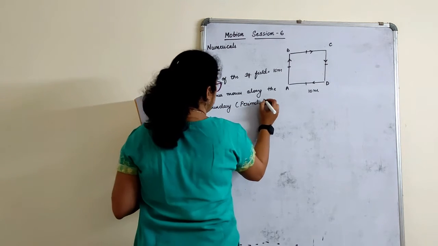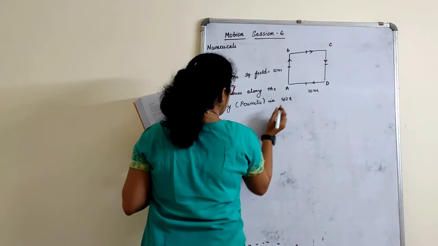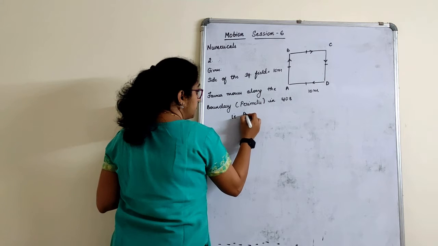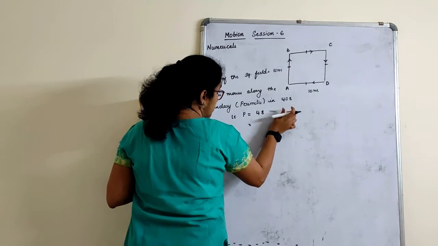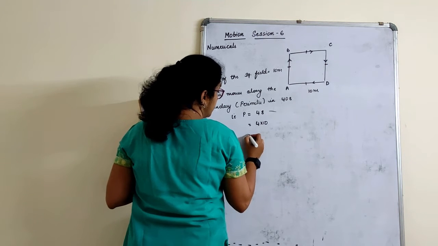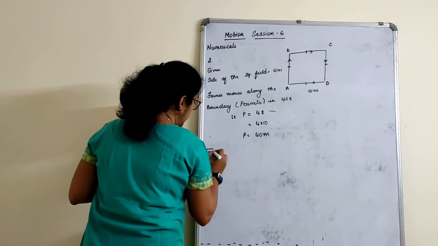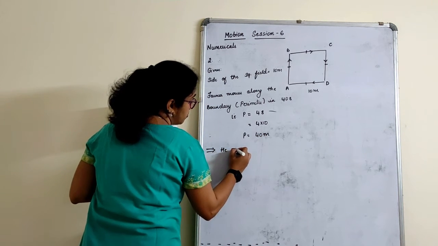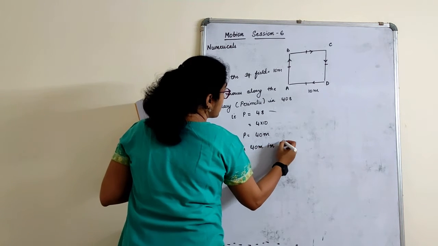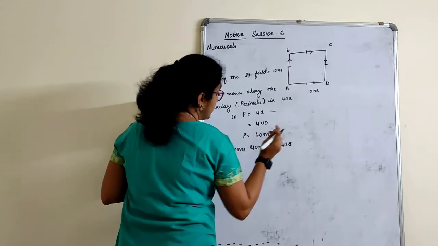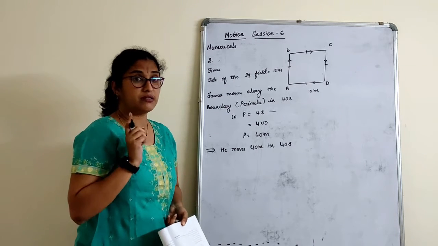The farmer moves along the boundary in 40 seconds. That is, perimeter is equal to 4 into S, so that will be 4 into 10. So, perimeter is equal to 40 meter. This implies he moves 40 meter in 40 seconds. Keep this as it is. This is the actual thing. That means a farmer is moving 40 meters in 40 seconds.